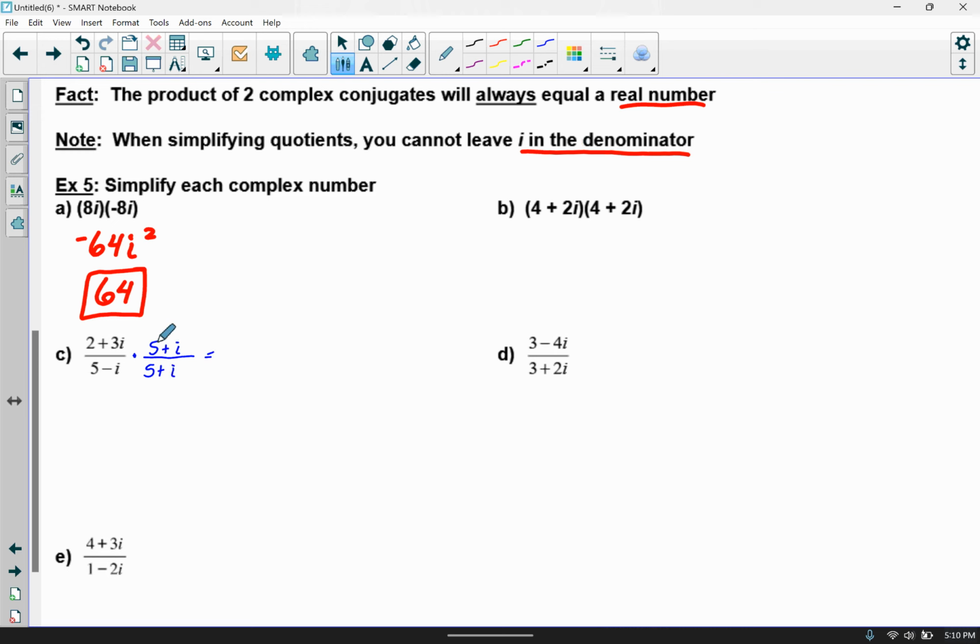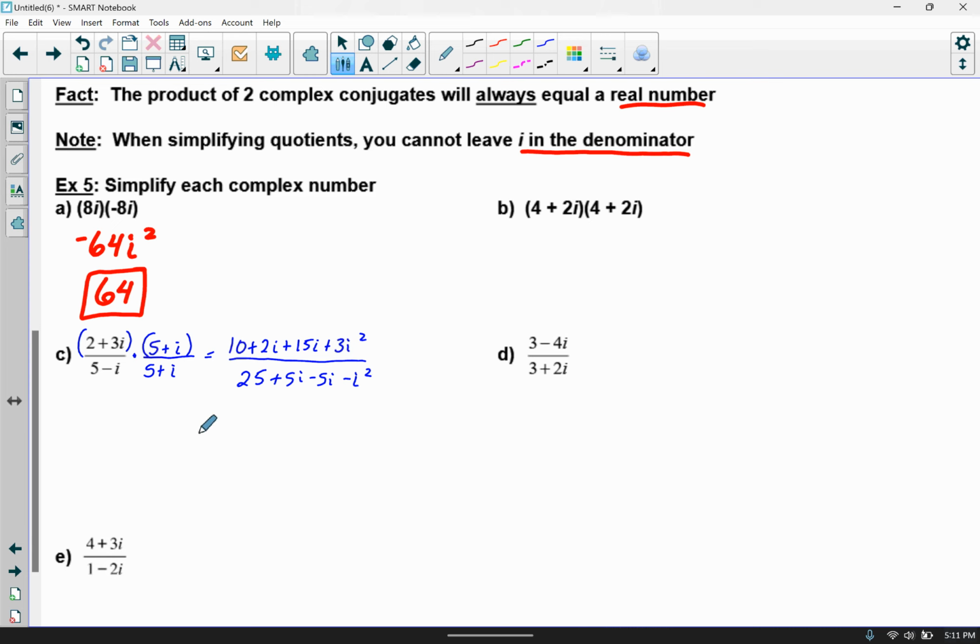Okay. So now up top, we're foiling. So you get 10 plus 2I inside. 15i last. 3i squared. On the bottom, foiling. 25, let's see, plus 5i minus 5i minus I squared.